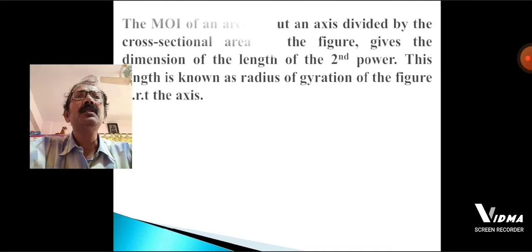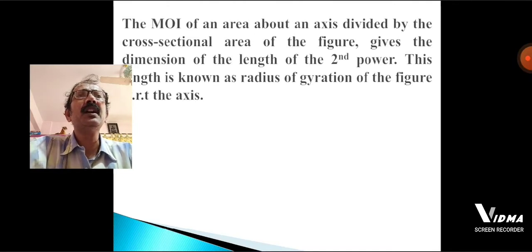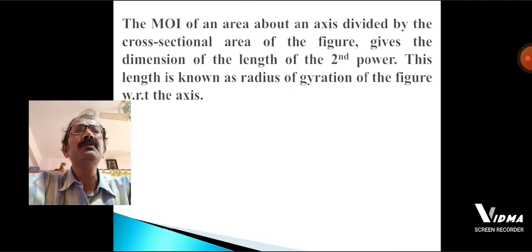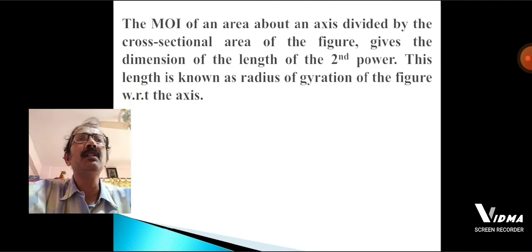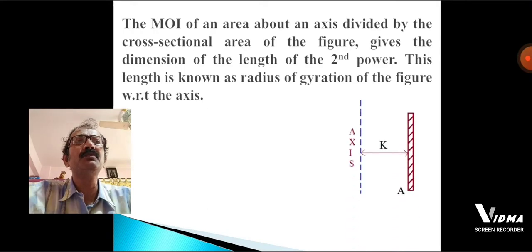Radius of gyration is the moment of inertia of an area about an axis divided by the cross-sectional area of the figure, which gives a dimension of length to the second power. This length is known as the radius of gyration of the figure.